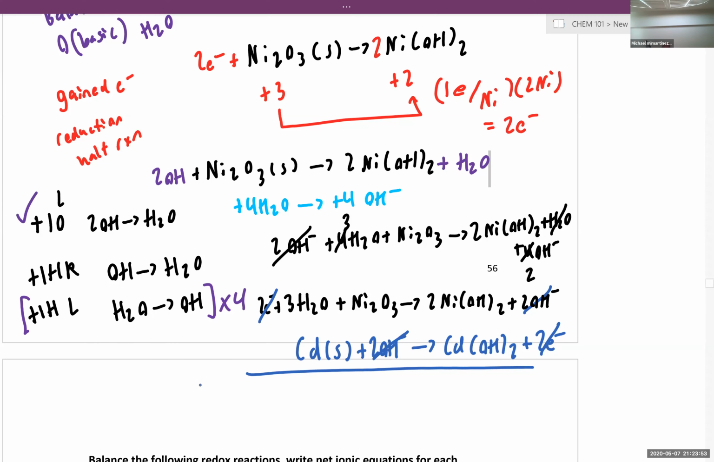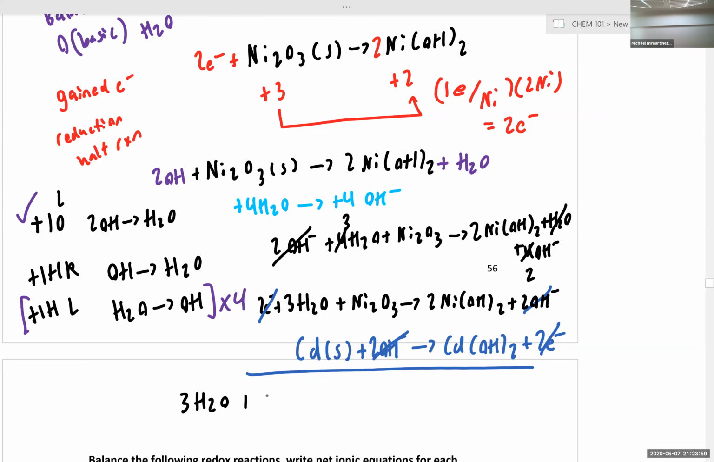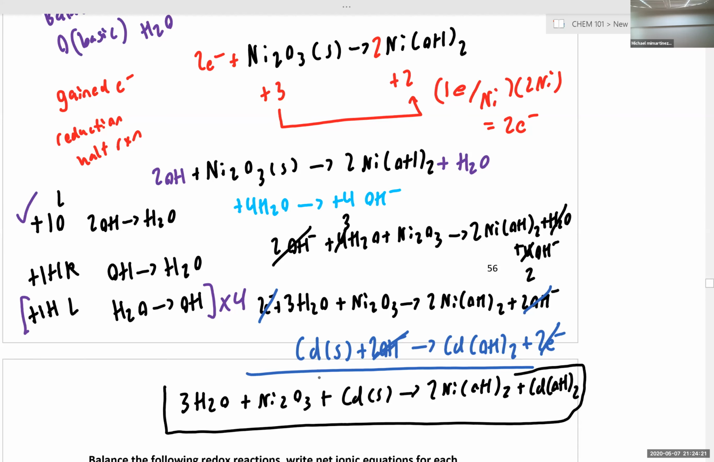And we get our final equation after balancing to be 3 water plus nickel 3 oxide plus cadmium solid leads to 2 nickel hydroxide plus cadmium hydroxide. And as we can clearly see, the number of atoms of each element is balanced. So this is our complete balanced redox reaction. This is why I gave you these nice little tool tips for balancing hydrogen and oxygen under basic conditions, as students often have a lot of trouble with basic balancing.